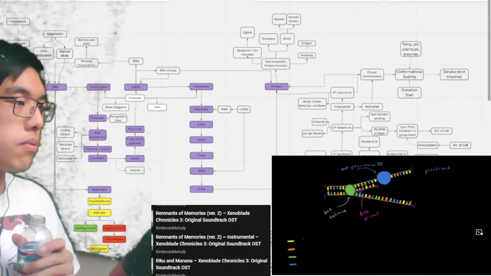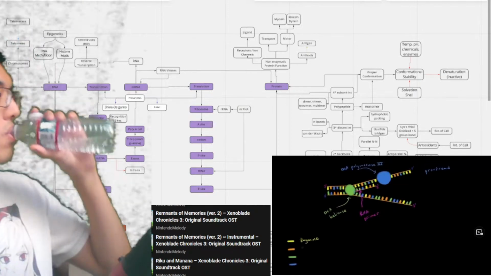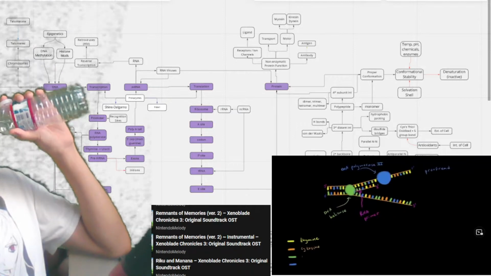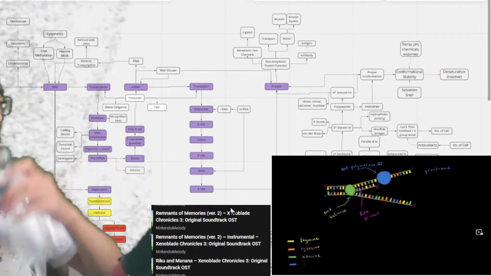Let's say that the yellow bases represent the nitrogen base thymine. Let's say that the orange bases represent cytosine. The green ones represent adenine. And the blue ones represent guanine.